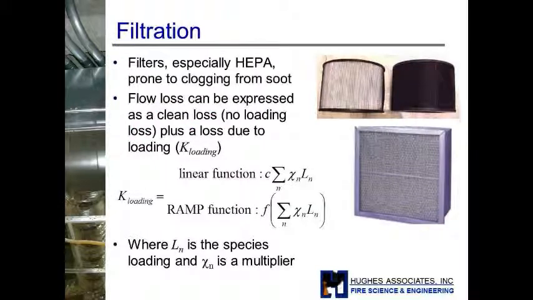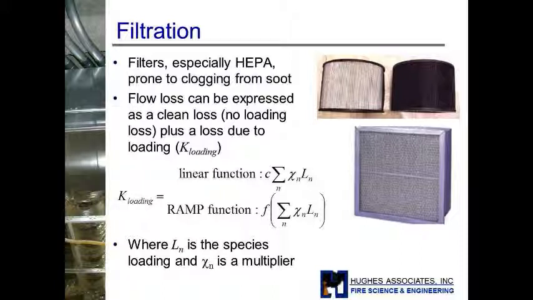Next couple of slides, just looking at some other capabilities we're in the process of adding. One is filtration. Filters, especially a HEPA filter, are important in semiconductor facilities or nuclear facilities where you're worried about capturing radioactive materials that might be within the facility. They're very prone to clogging from soot and preventing the HVAC system from maintaining a negative pressure, for example, within the building. Generally in filters you can express a flow loss as a loss of the filter when it's clean, plus some loss that's a function of the loading.